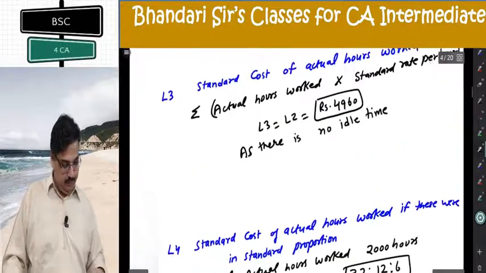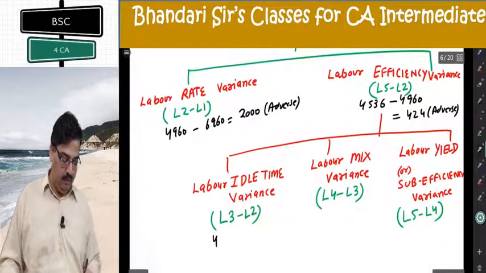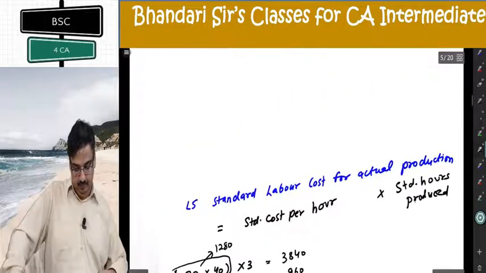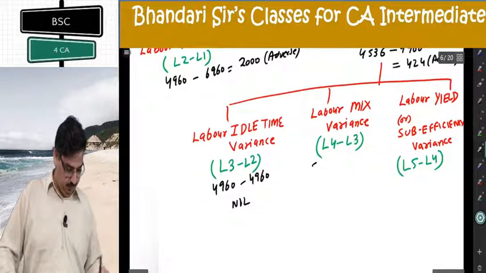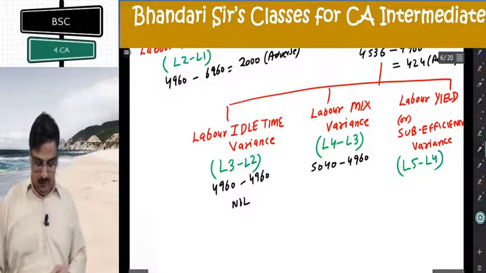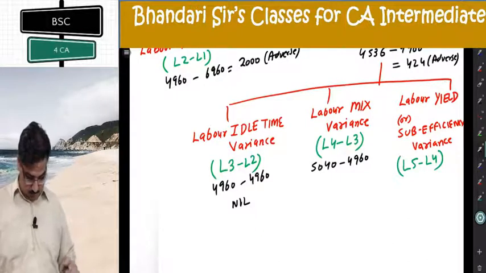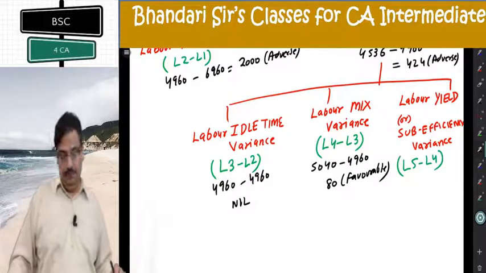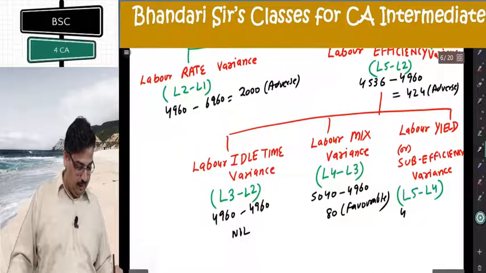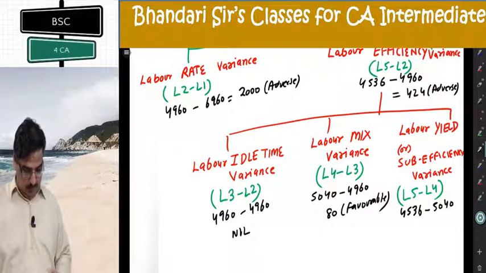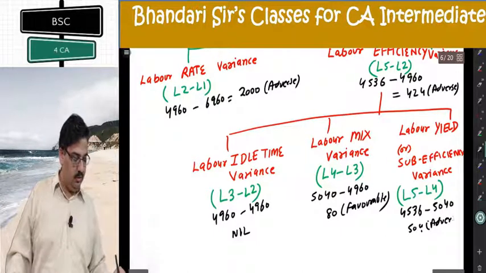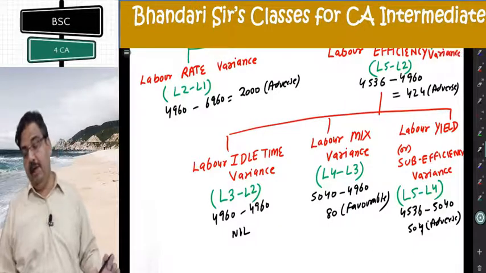L3 we computed, same. There was no idle time variance. 4960 minus 4960, nil. L4 we computed, 5040 minus 4960. 80 favorable. L5 minus L4. L5 was 4536 minus 5040. 4536 minus 5040. 504 adverse. This is complete question D4.